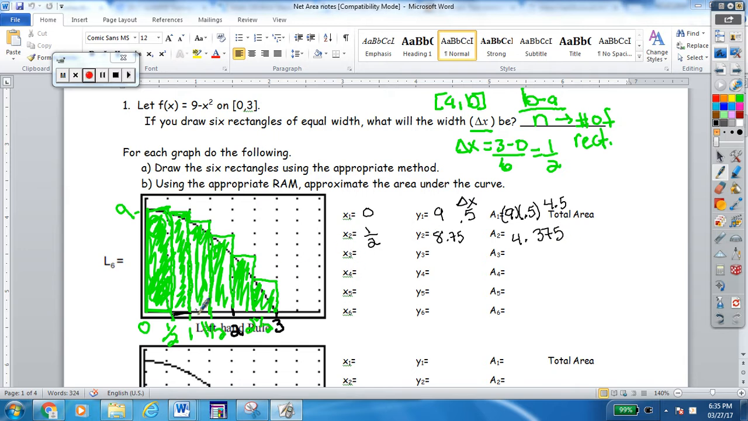The third rectangle, I choose between 1 and 1.5, so of course I'm going to choose 1. If you can see, these are increasing by a half, which is exactly what our delta x is. Plugging 1 into the function, of course, gives us 8. And we multiply 8 times 0.5, which is the width of the rectangle, and that gives us 4. And you're going to follow along until you get all of the areas of each rectangle. At the end, you're going to add all those areas together, and whatever number you get, that is going to be your total area. Now remember, we know already that's going to be an overestimate, but that's okay. It's just an estimation.